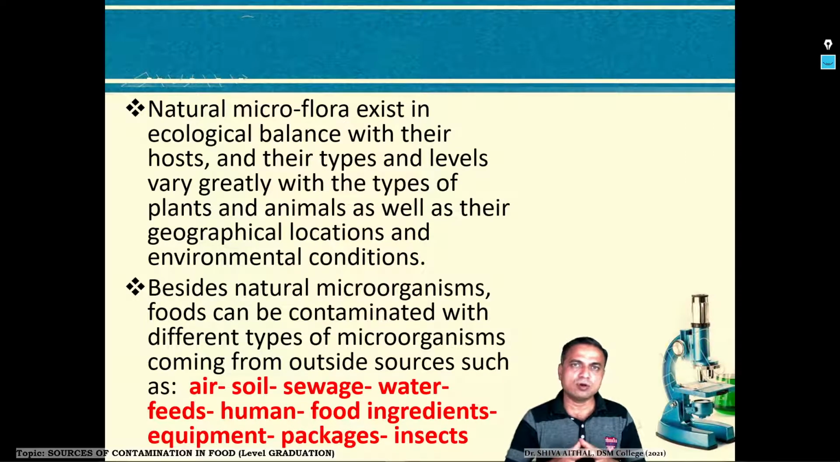Besides the natural microorganisms which these animals harbor, the foods can also be contaminated with other types of microorganisms which come from other sources from where the animal is handled, like the air, soil, sewage, then the utensils, humans who are handling these animals or the foodstuffs, food ingredients, packaging, the packaging environment, the packaging containers, insects, etc., vermin which are there in and around the environment or the place where this food is being manufactured.